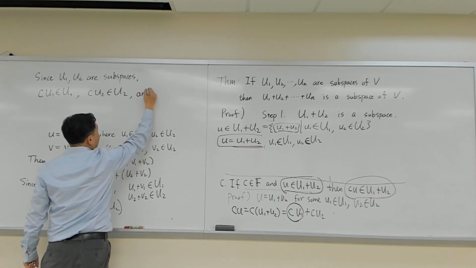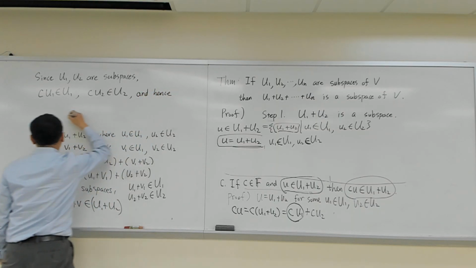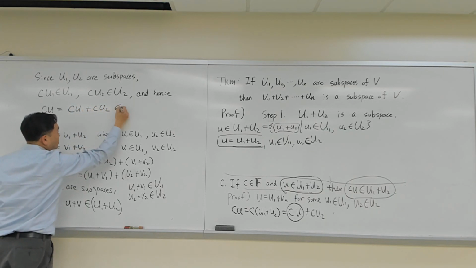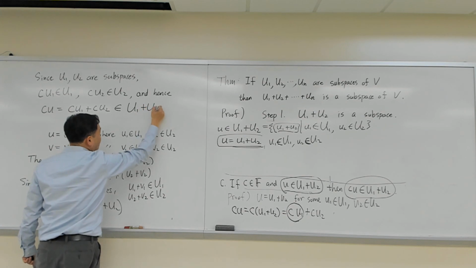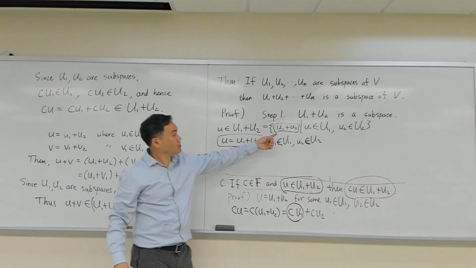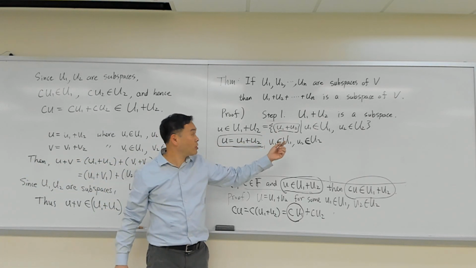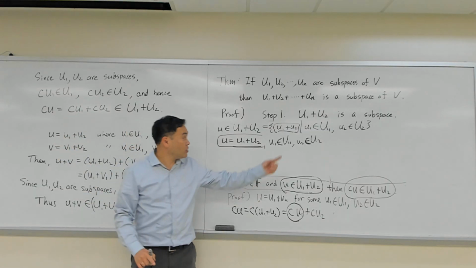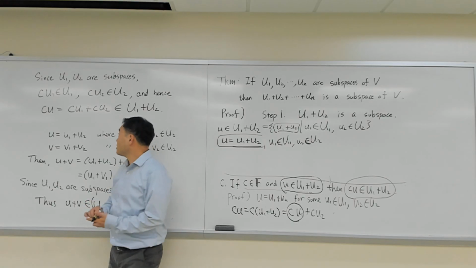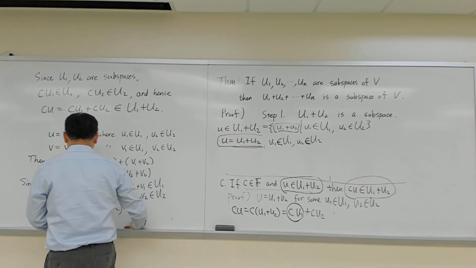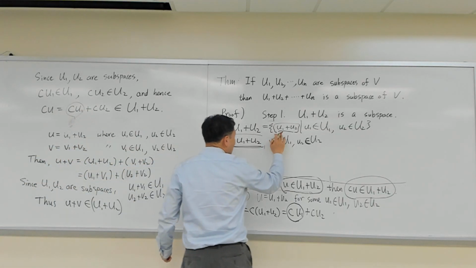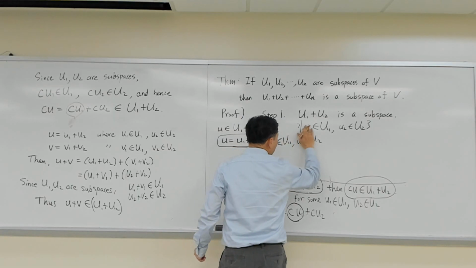And hence, cu equals cU1 plus cU2, which is an element of U1 plus U2. Now let's check this again. Does this really look like this? Yes, where U1 is cU1 and U2 is cU2. Right? You can call this one U1, or maybe you don't. We can even rewrite this in the following way.